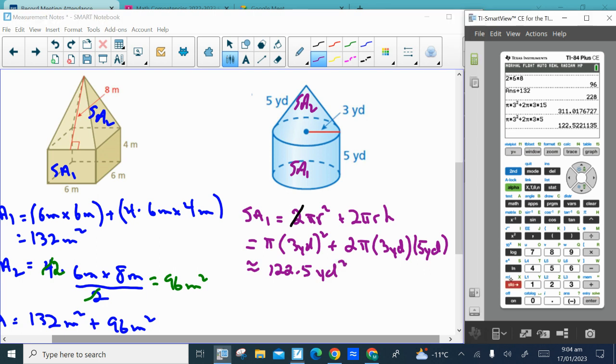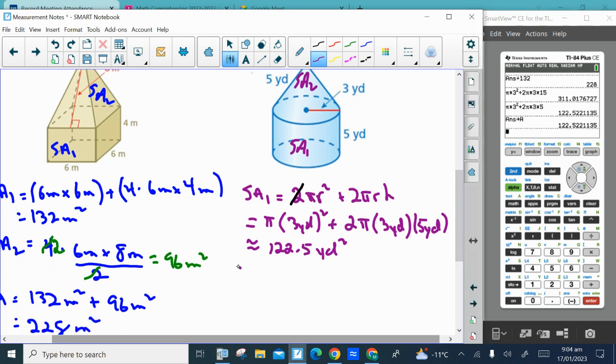Now, I'm going to store that into memory because I know I have to add it to the top piece. The top piece is a cone. And we saw that the formula for the surface area of a cone is pi r squared plus pi rs. The pi r squared part, though, represents the bottom of the cone, which is a circle. But you can't see that. That's where it connects to the top of the cylinder. You cannot see the bottom of the cone. So we're going to cross off the pi r squared part. We're only going to use the pi rs part.